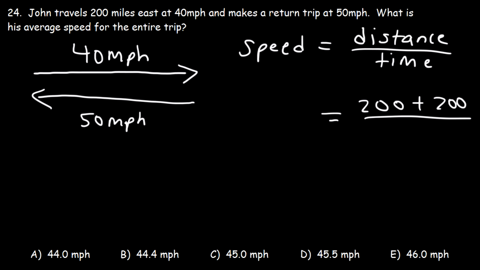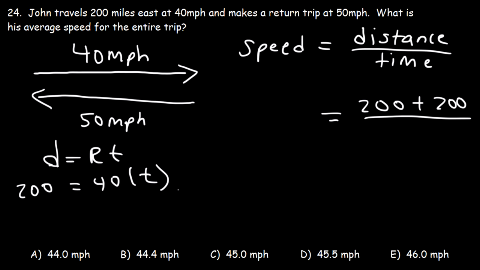So how long did it take him to travel 200 miles east? Using the equation d is equal to rt, going east, he traveled a distance of 200 miles at a rate of 40 miles per hour. So 200 divided by 40 is 5. So it took him 5 hours to travel east.